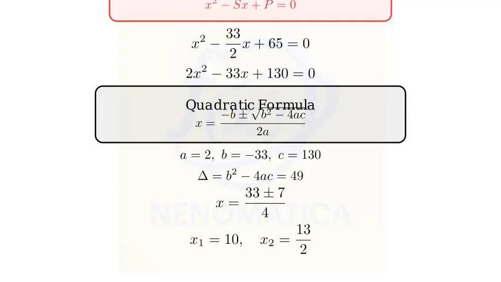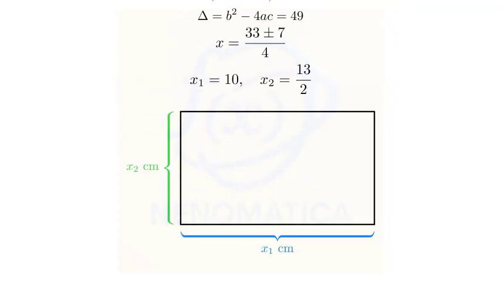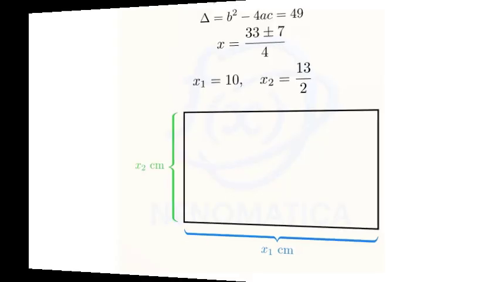The discriminant equals b squared minus 4ac, which is 49. Therefore, x equals 33 plus or minus 7 all over 4. The two roots are 10 and 13 halves. Finally, place these values on the rectangle. One side is 10 centimeters and the other is 13 over 2 centimeters. Either assignment works since rectangle sides can be swapped. Answer: the rectangle side lengths are 10 centimeters and 13 halves centimeters. Their sum gives the given perimeter, and their product gives the given area.